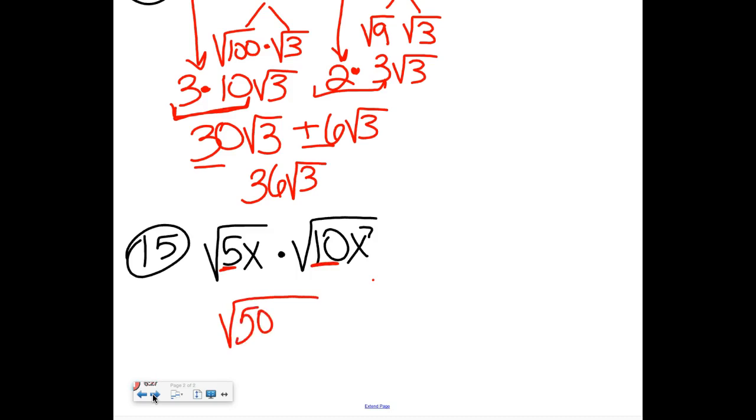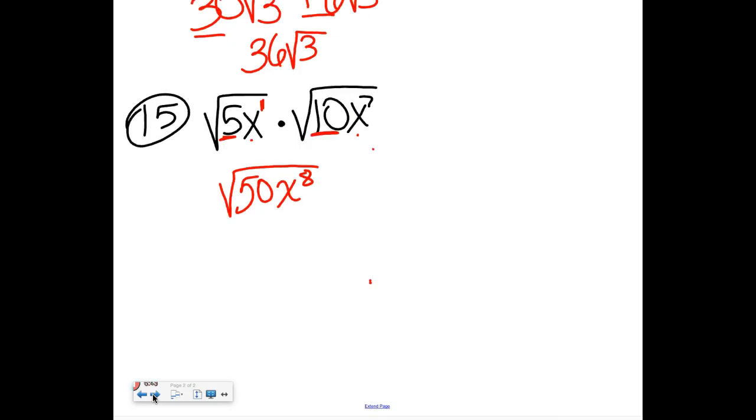And then I'm going to add my exponent. So I have x to the first, x to the 7th. So remember when we have it like this, we're going to add them. So I'm going to have x to the 8th. Okay, and now we're going to do what we've done on our other problems. We're looking to see, can we simplify? Can we reduce anything? So 50, not a perfect square, but I can split this between 25 and 2.